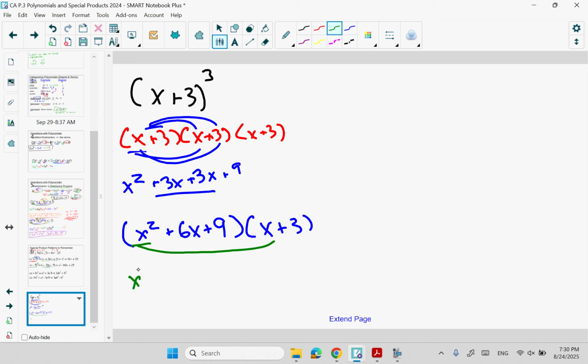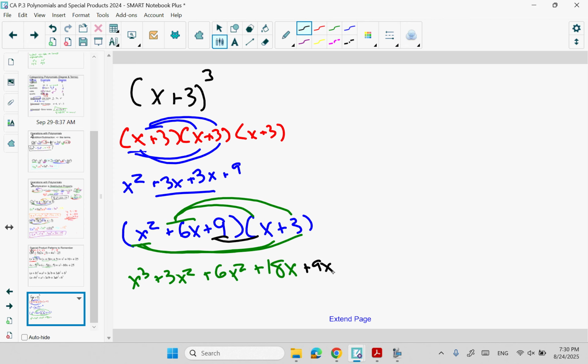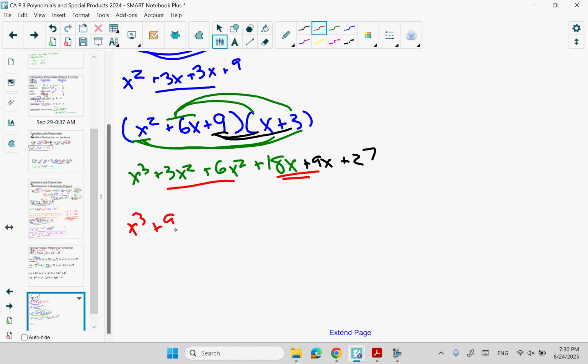x squared times x would be x cubed. x squared times 3 would be 3x squared. 6x times x would be 6x squared. 6x times 3 would be 18x. 9 times x would be 9x. 9 times 3 would be 27. So then I can combine some like terms here, and we end up with x cubed plus 9x squared plus 27x plus 27.